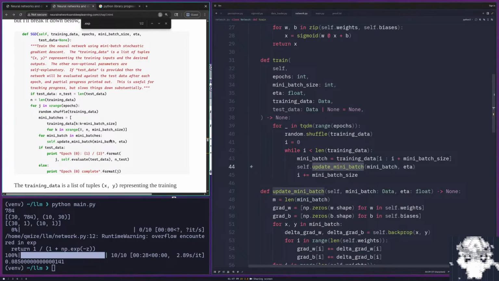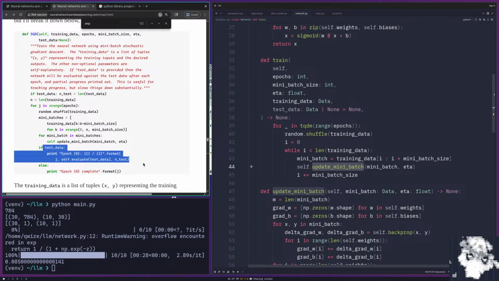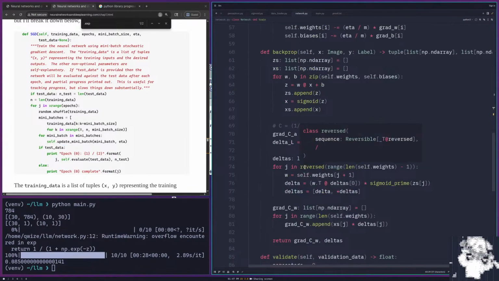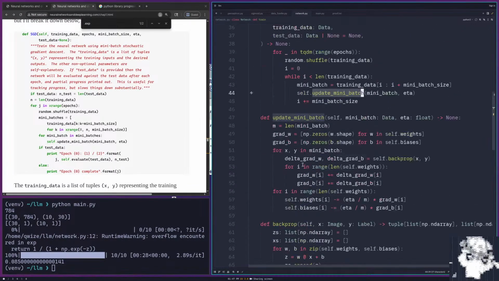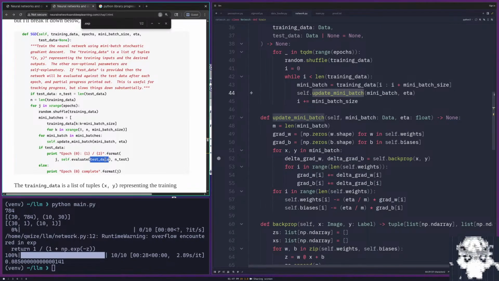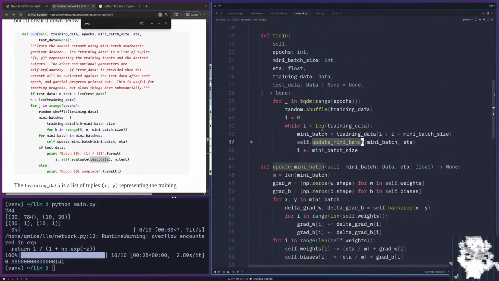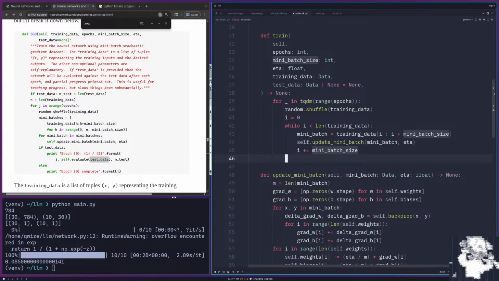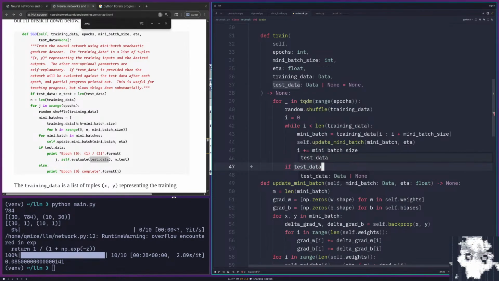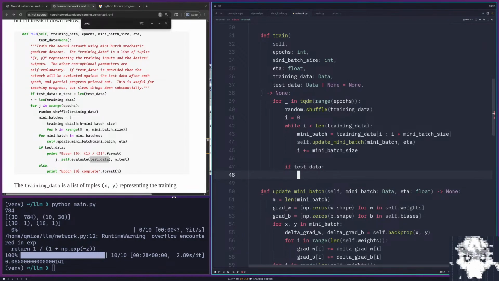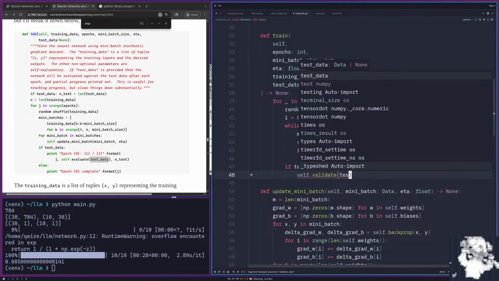We're calling update mini batch with eta. They're also, after each epoch, evaluating. Did I make a dot evaluate? I made a validate. What are they evaluating on? Oh, if you pass in test data. Okay, well we could try that. If test data, self dot validate test data.